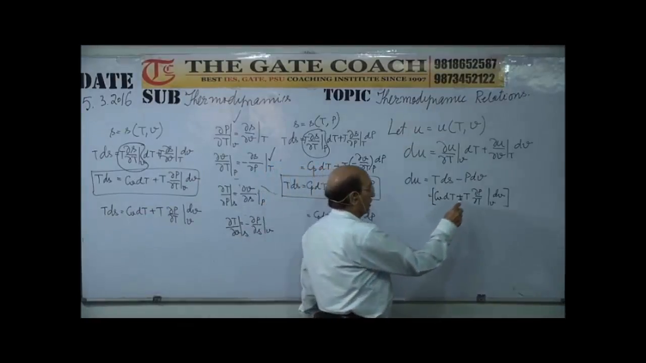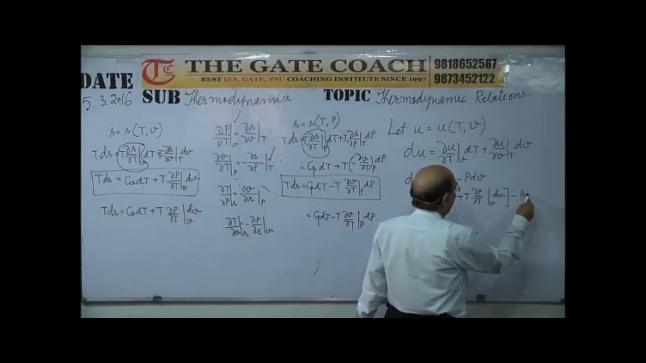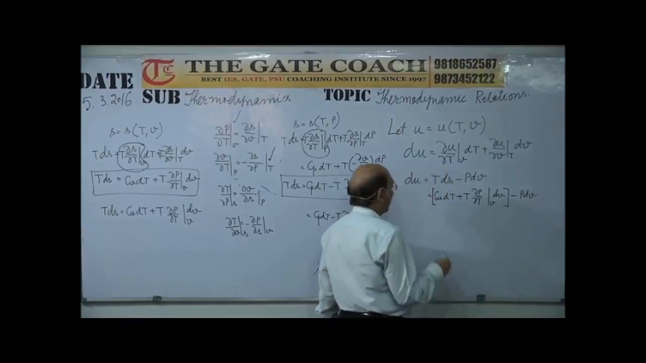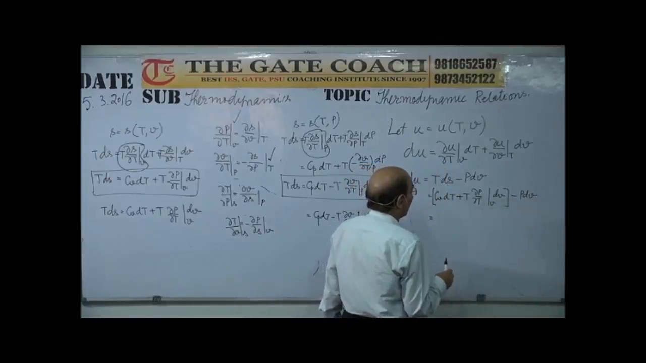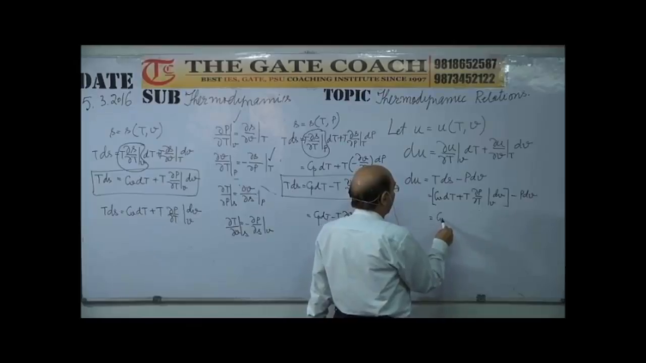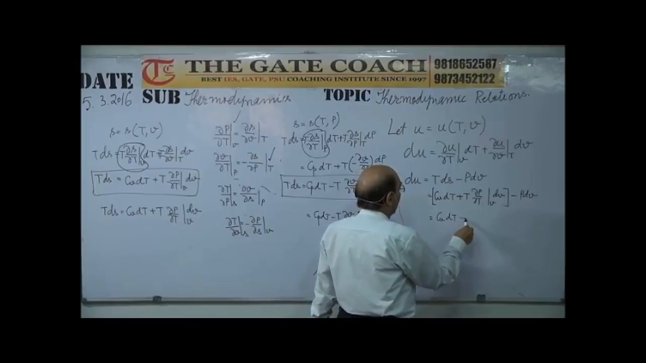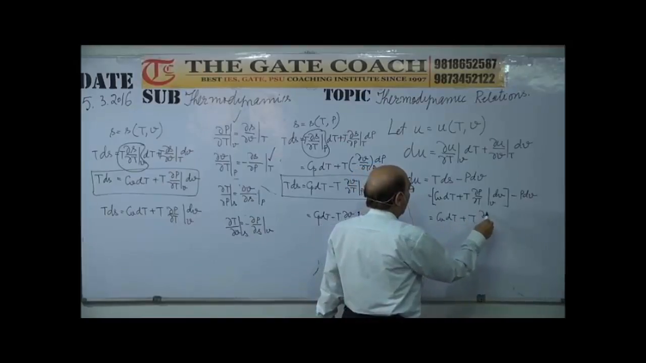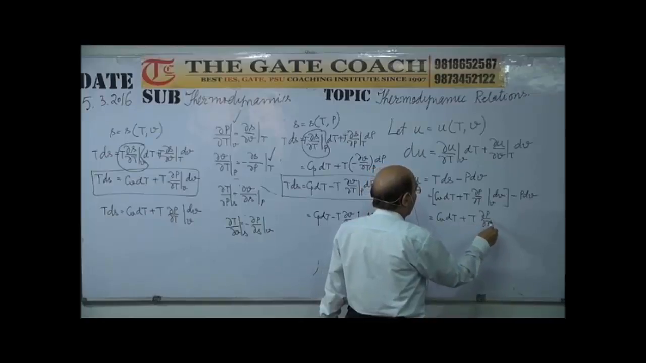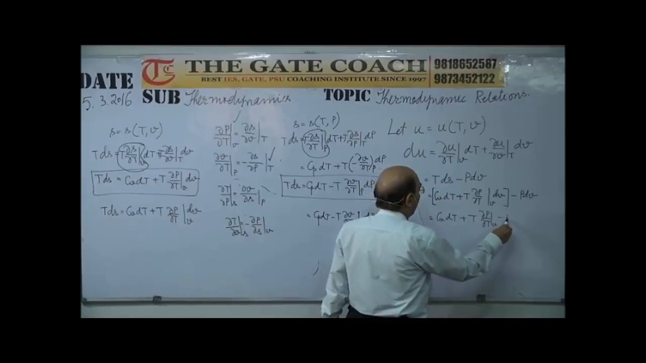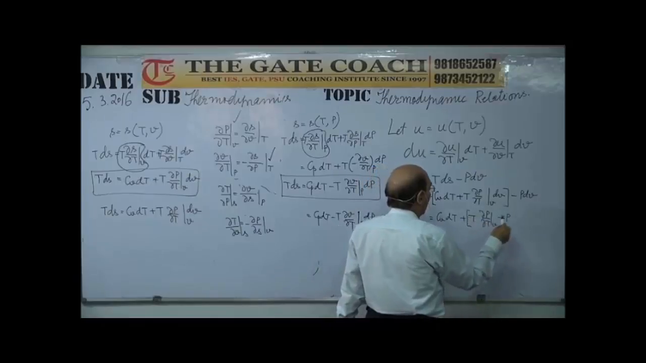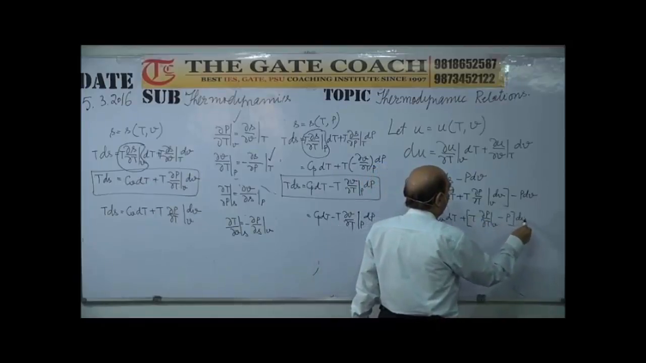This is TdS minus PdV. This may be written as Cv dT plus T del P by del T at constant volume minus P into dV.